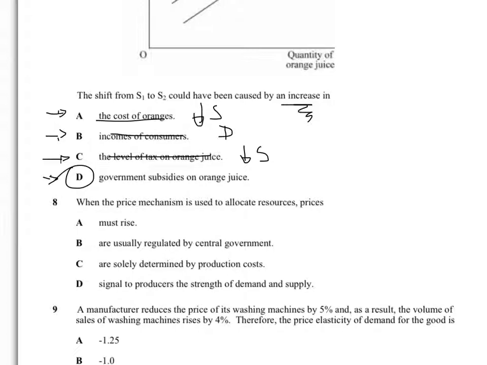Question 8. When the price mechanism is used to allocate resources. Okay, question 8. We were talking about the price mechanism used to allocate resources. Again, the functions of the price mechanism is basic stuff, really.